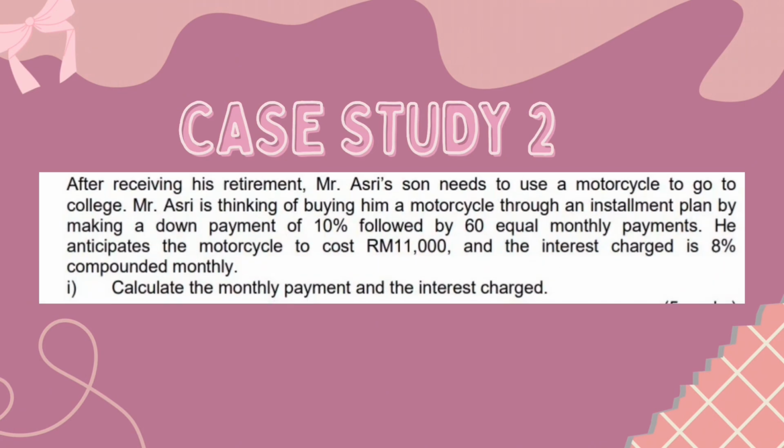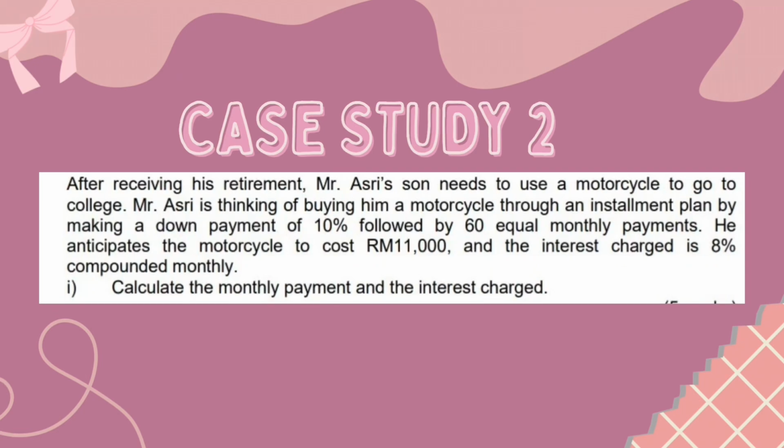Let's take a look at case study 2. Question B1. After receiving his retirement, Mr. Asri's son needs to use a motorcycle to go to college. Mr. Asri is thinking of buying him a motorcycle through an installment plan by making a down payment of 10% followed by 60 equal monthly payments.